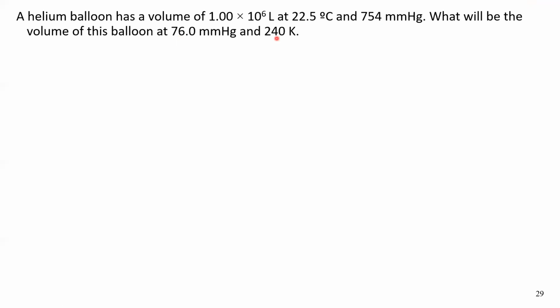Now, if we look at this question, we're given an initial and a final temperature. That's going to affect our volume. And we're given an initial and a final pressure. That's also going to affect the volume. So since we have two variables that are changing, we're looking at a combined gas law problem.